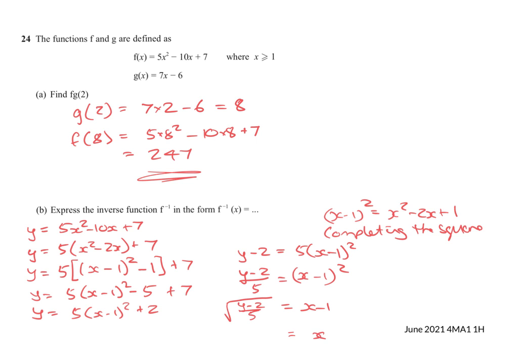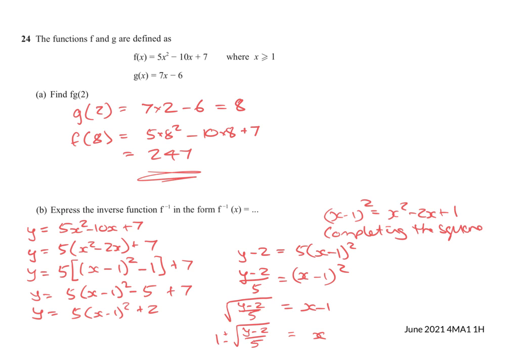So x is equal to 1 plus or minus the square root of (y minus 2) over 5. Now clearly that's two answers, but if we look at the question at the top here, it says x is greater than or equal to 1. So we don't want the 1 minus because it's just going to make our answer smaller than 1. So clearly we want 1 plus this root.